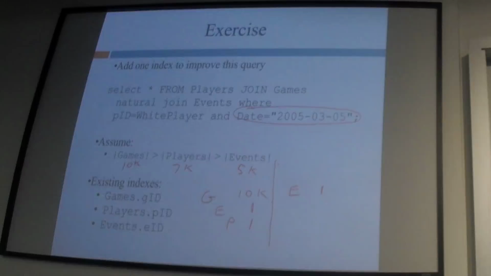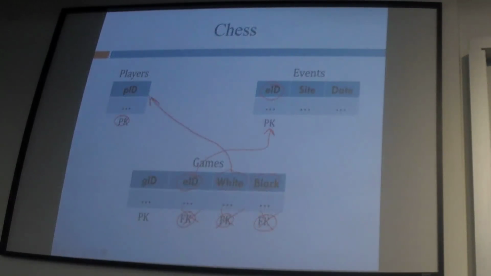And then what? So if we have those few events as the outer loop, what's going to be the middle loop? If we put games there, if we have an event, can we find corresponding games that happened at that event quickly? No. Why not? There is no index on EID in games. Yeah, because we can't go this way. We can go this way quickly. We cannot go the other way quickly.